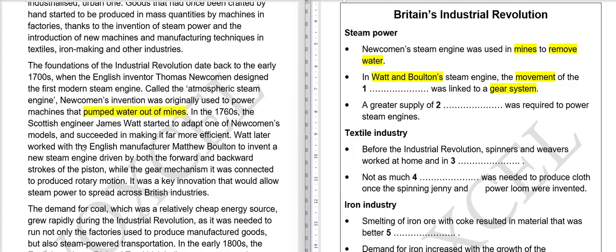Watt later worked with the English manufacturer Matthew Boulton. So here are our two names that we were looking for, Watt and Boulton, to invent a new steam engine driven by both the forward and backward strokes of the piston, while the gear mechanism it was connected to produced rotary motion. So our answer is in this particular sentence.